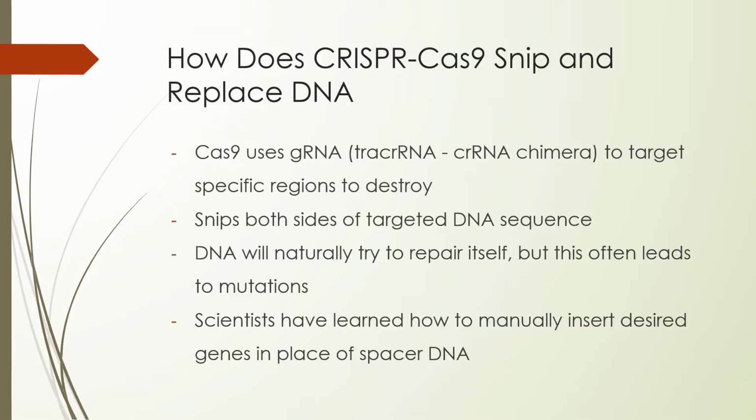So how does CRISPR-Cas9 snip and replace DNA? When a foreign DNA enters a cell, the Cas9 enzyme will target that foreign DNA if it's able to identify a protospacer adjacent motif region, or a PAM region. If the Cas9 enzyme recognizes a PAM region in this foreign DNA, it will open up that foreign DNA by using a guide RNA, which we were talking about a little bit before.